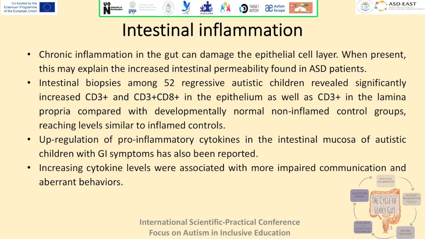patients. There is one study of intestinal biopsies among 52 regressive autistic children, which revealed significantly increased CD3 plus and CD3 plus CD8 plus in the epithelium. These are cells of our immune system, as well as CD3 plus in the lamina propria. This is one of the layers of gut, compared with developmentally normal non-inflamed control groups, reaching levels similar to inflamed controls. There is upregulation of pro-inflammatory cytokines, which I mentioned the slide before, in the intestinal mucosa of autistic children with GI symptoms, also reported in the literature. Increasing cytokine levels were associated with more impaired communication and aberrant behaviors.